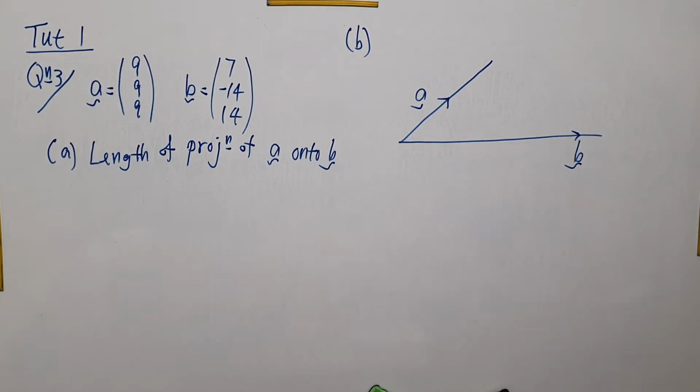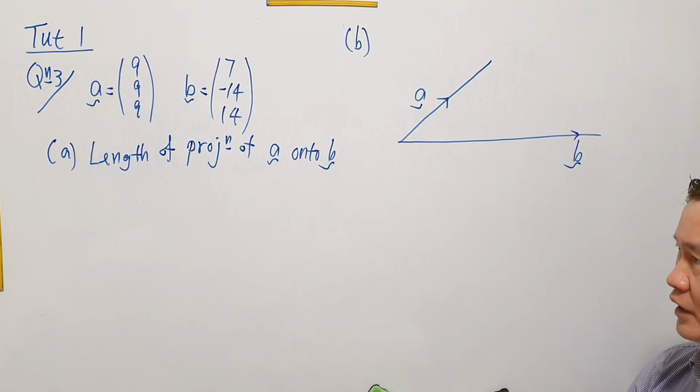Okay, now we are on tutorial 1, question 3. In tutorial 1, question 3, you are given two vectors A and B, two vectors A and B. In part A of the question, you are asked to find the length of projection of A onto B.